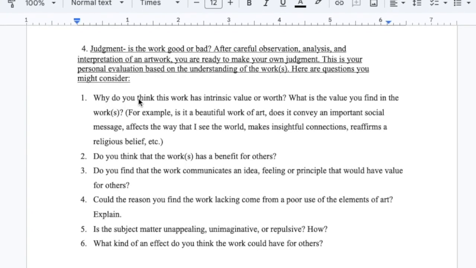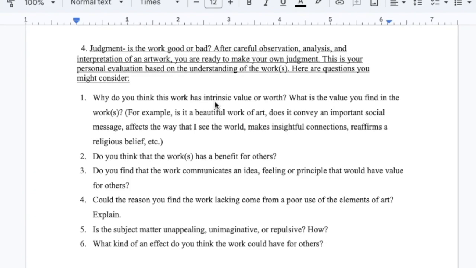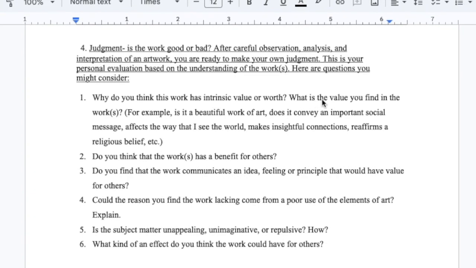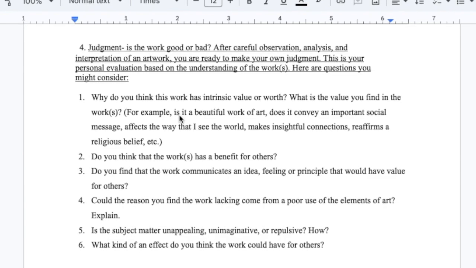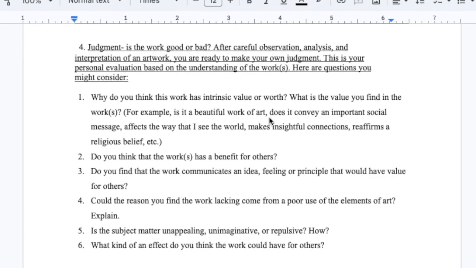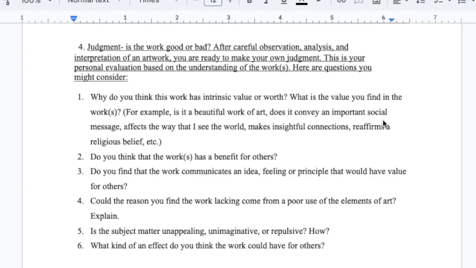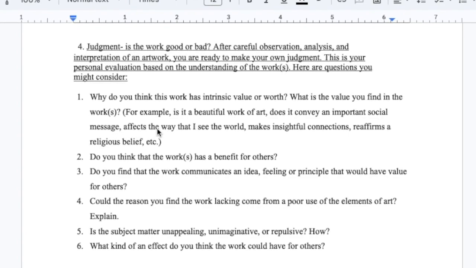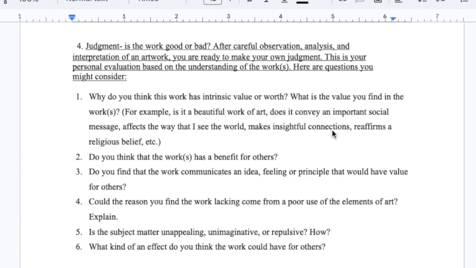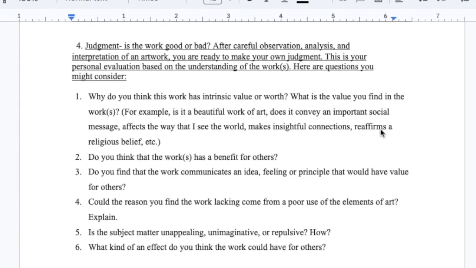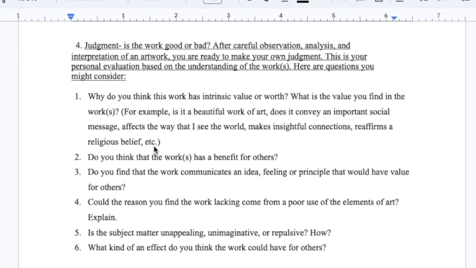Number one, why do you think this work has intrinsic value or worth? What is the value you find in the works? For example, is it a beautiful work of art? Does it convey an important social message? Does it affect the way that I see the world? Does it make insightful connections? Does it reaffirm a religious belief, etc.?